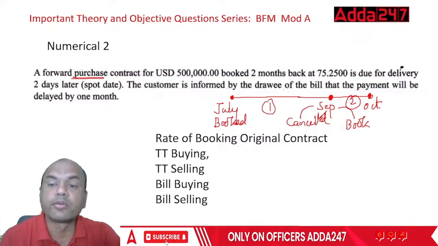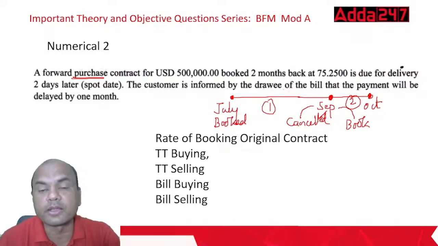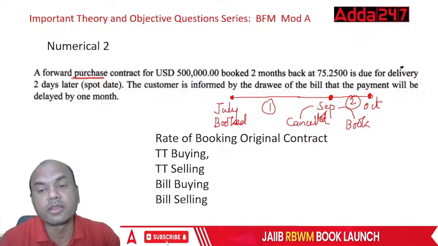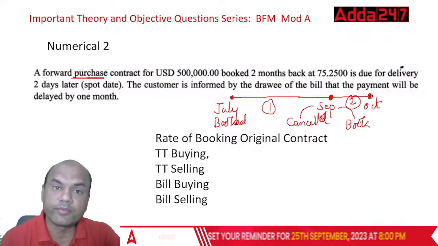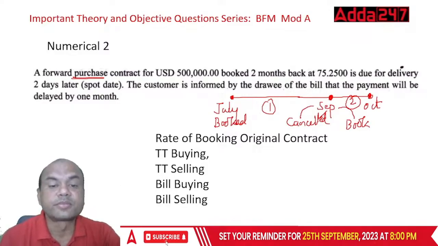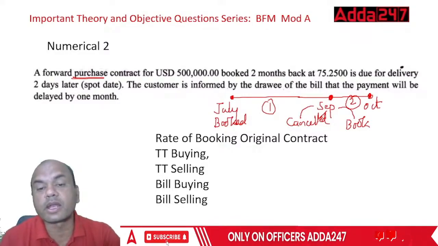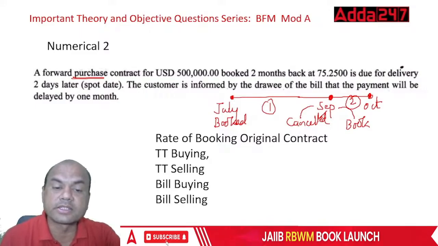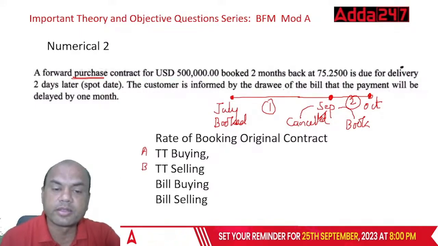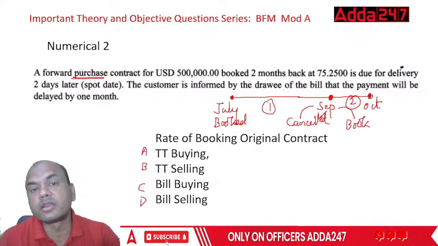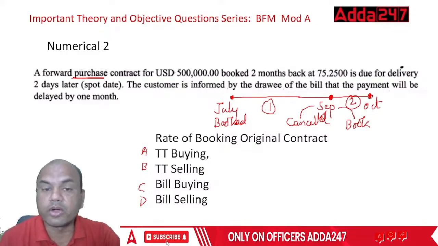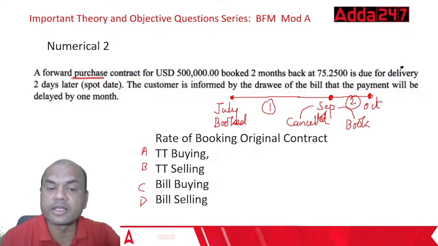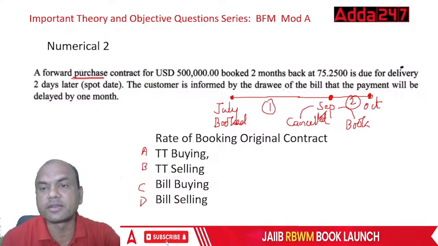Okay. So the bank will have to do 2 transactions over here. One is cancelling the older one and booking the new one. Okay. Now let's look at it. So rate of booking of the original contract means when it was booked in July. At what rate was it booked? TT buying rate. Okay, let's consider this ABCD. A, B, C and D. So now, when the contract was booked in July, at what rate was the contract booked? TT buying, TT selling, bill buying or bill selling?